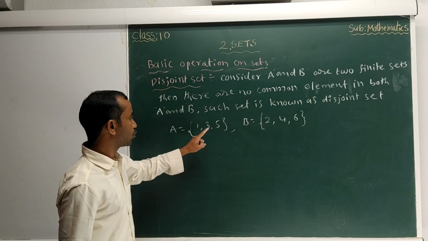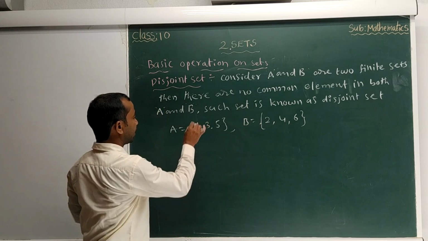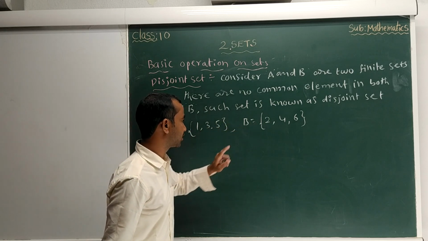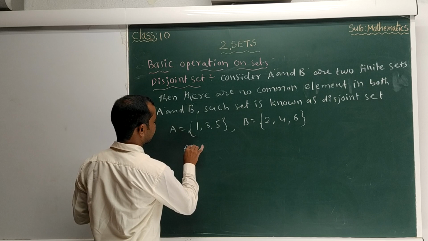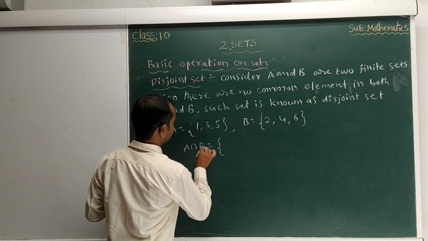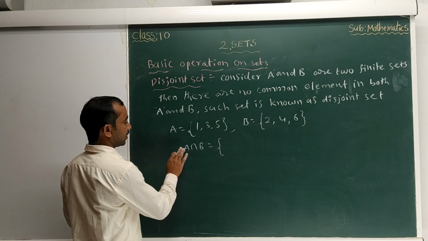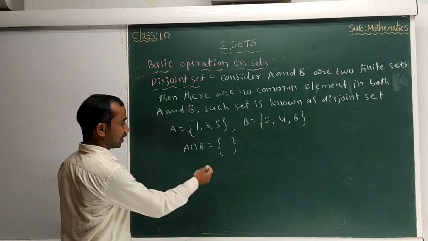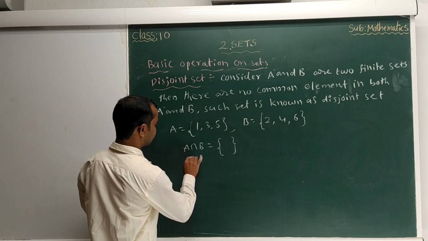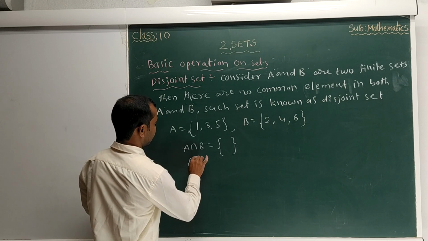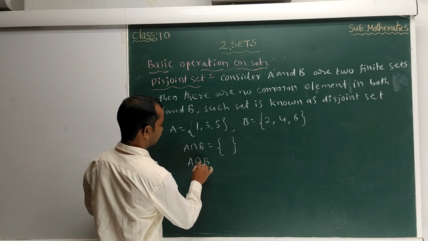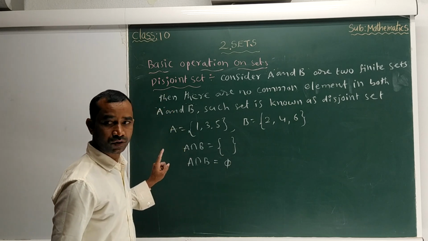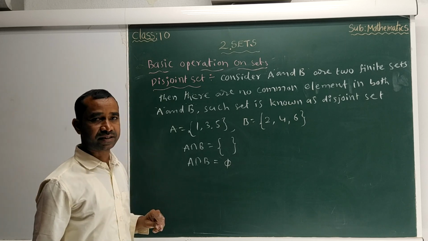So sets A and B are both disjoint sets. Why? Because here there are no common elements. Okay. So A intersection B equals, here no common element. So set A intersection set B equals the empty set or null set. So the intersection of two disjoint sets is always the null set or empty set or void set. Okay. So this is disjoint sets.